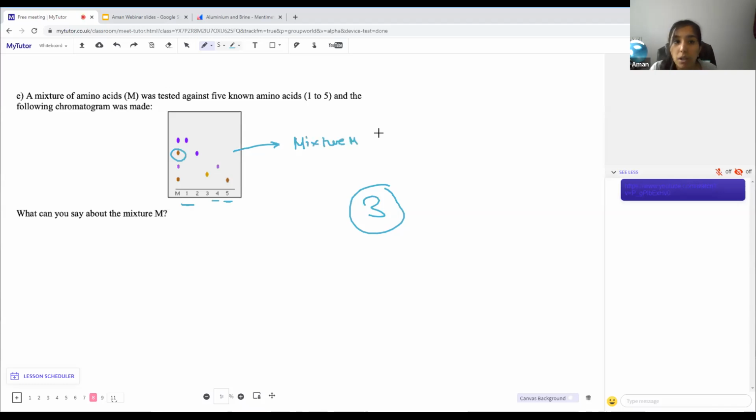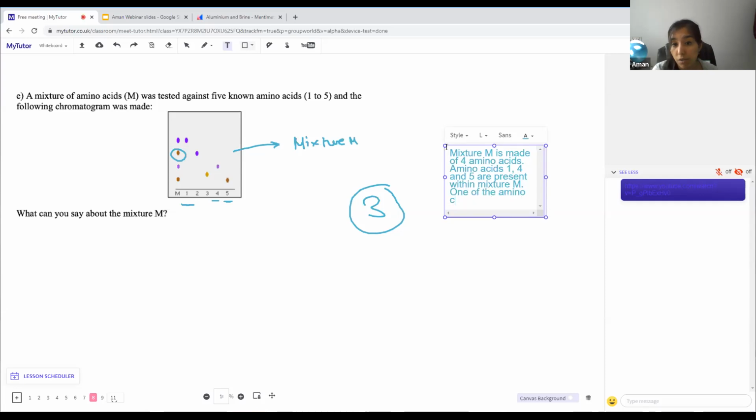Actually, let me type this out. Mixture M is made of 4 amino acids, first of all, and that's because it has 4 blots. And what we can see is amino acids 1, 4, and 5 are present within mixture M. And then you can say one of the amino acids cannot be identified.